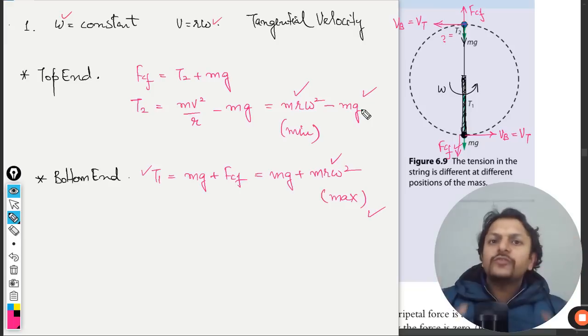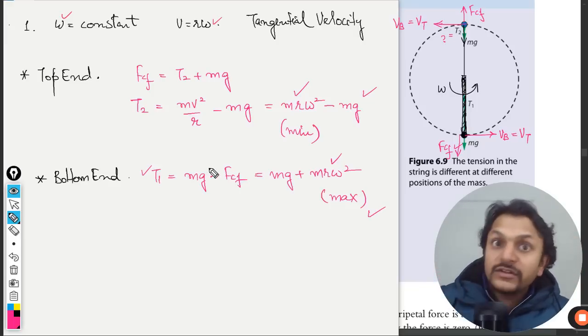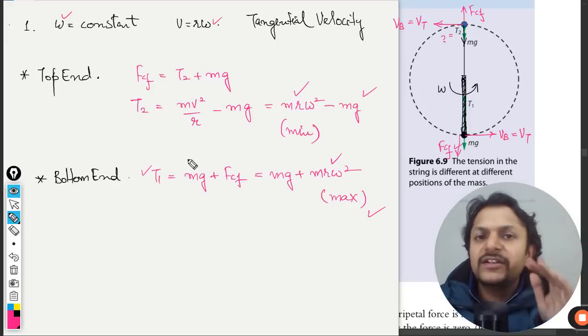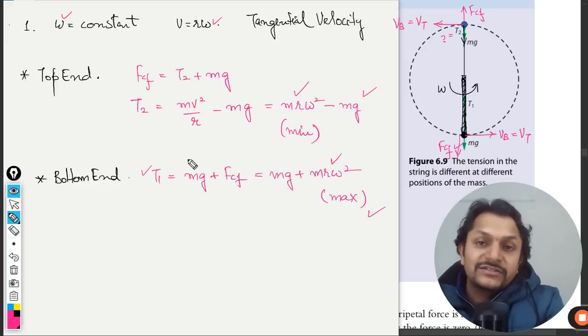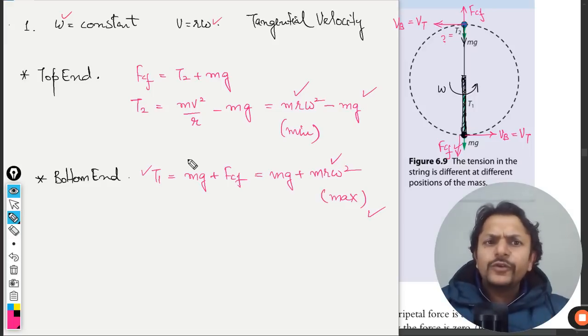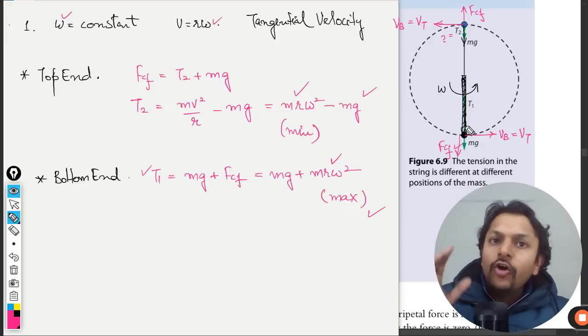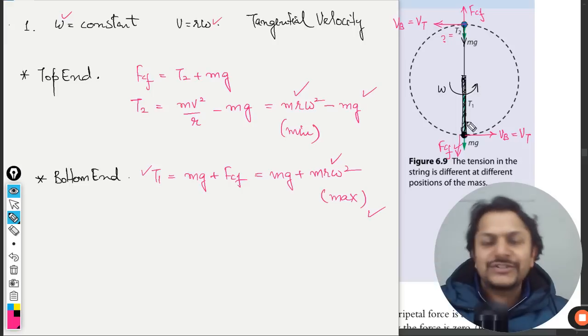The velocities do not vary. Omega is constant, velocity is constant. That is why this kind of circular motion is completely different from the earlier vertical circle that we did. So be very careful if you are getting a question on this. And the tension in the rod will always be different at all the points.